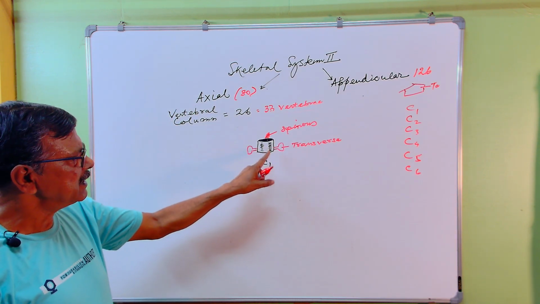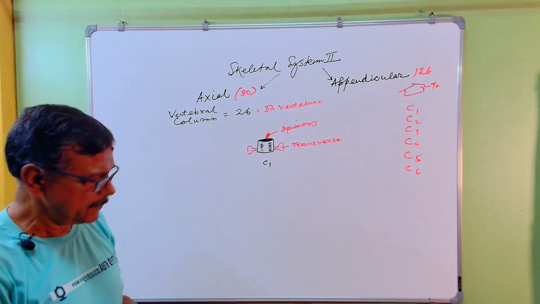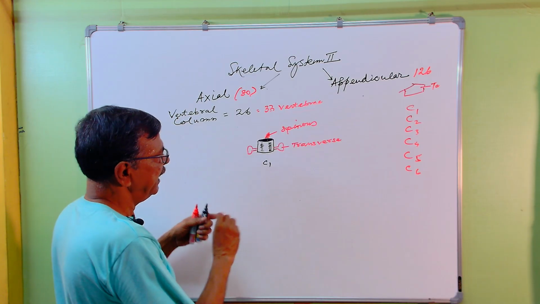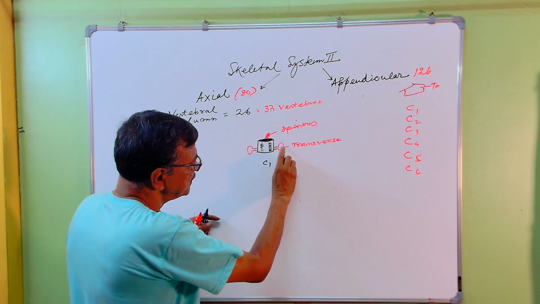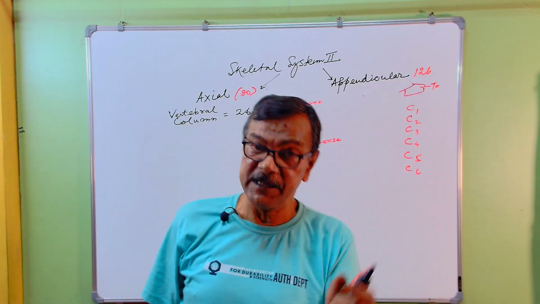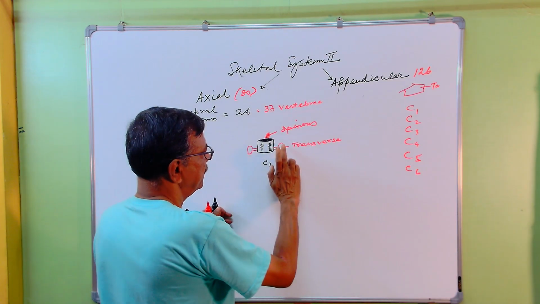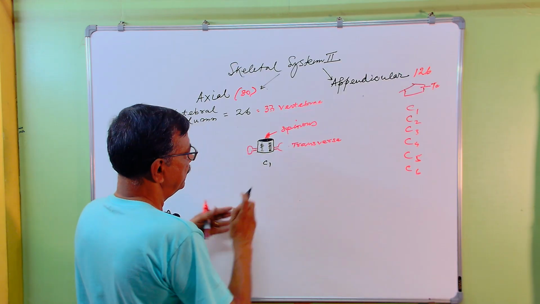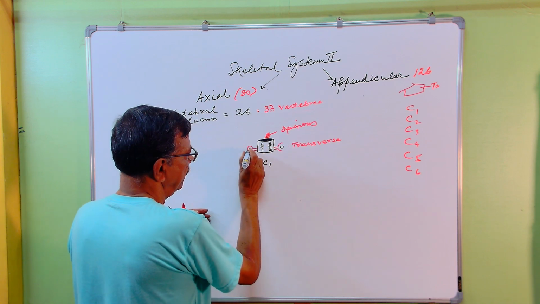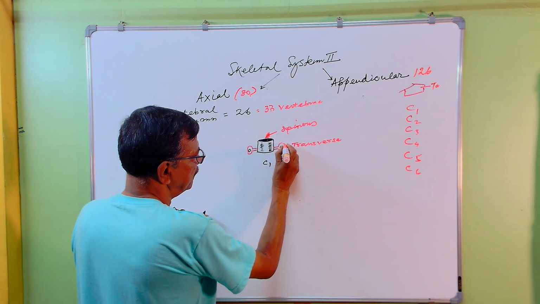Now, how will we differentiate the cervical vertebra from the thoracic vertebra? There is a special point to remember. The transverse process of a cervical vertebra on both sides has some hole.